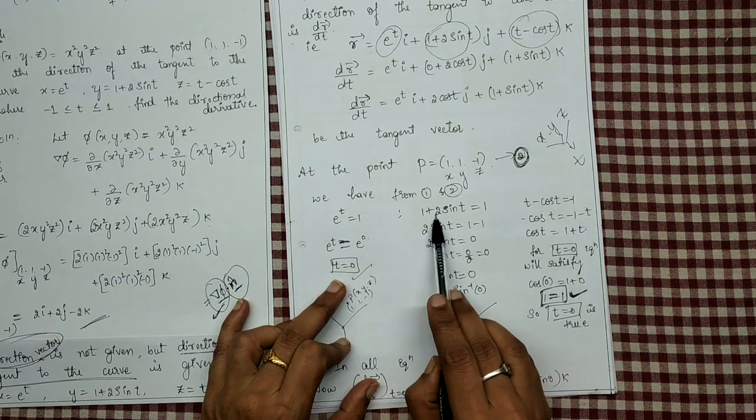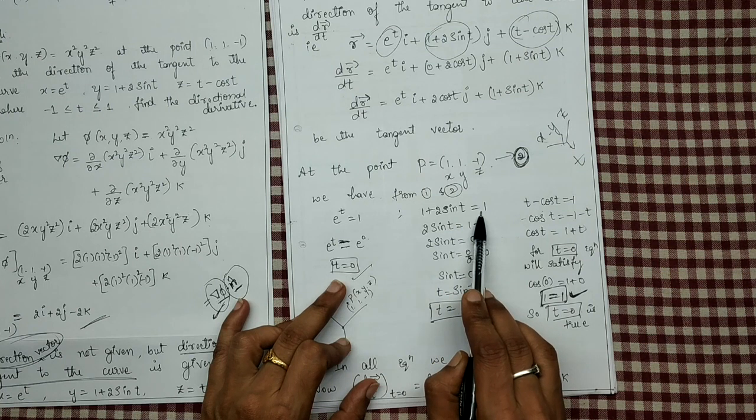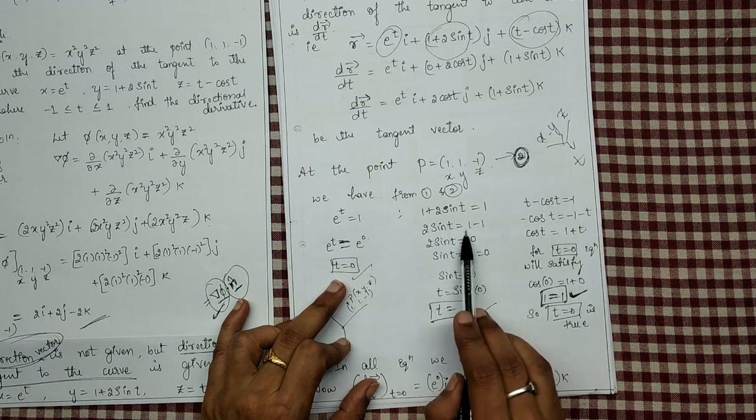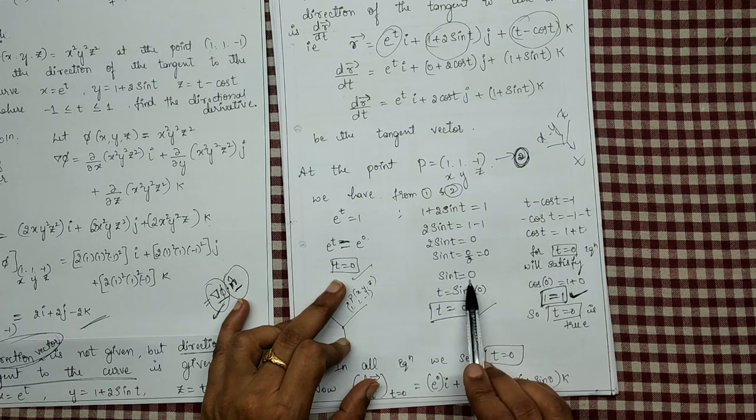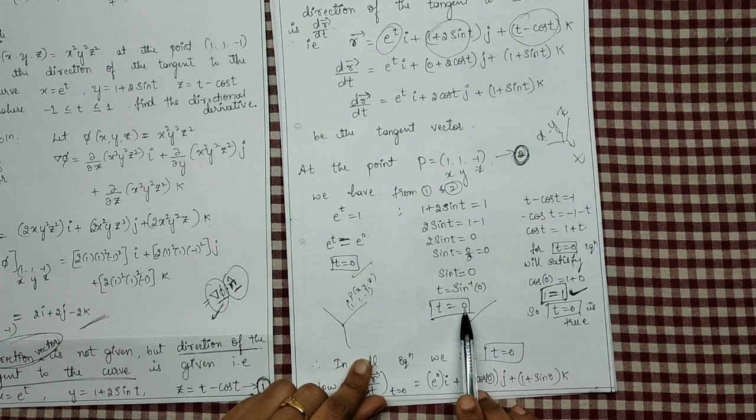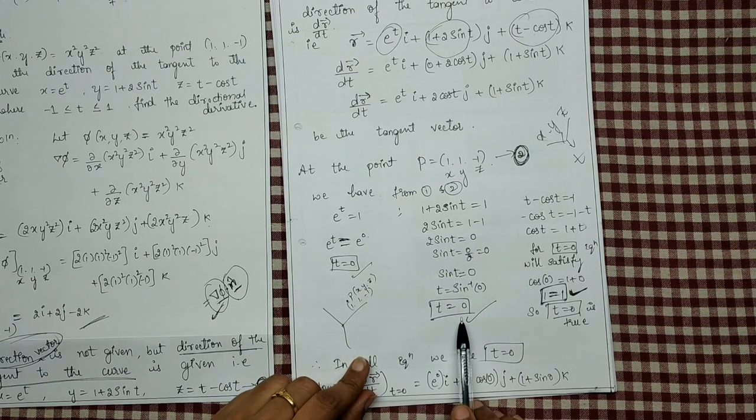Let us check. 1 plus 2 sin t is equal to 1. Now 2 sin t is equal to 1 minus 1, which is 0. 2 sin t is equal to 0. sin t is equal to 0 divided by 2, and 0 by anything is 0. Now sin t is equal to 0, t is equal to sine inverse of 0. Sine of which angle is 0? The 0th angle is 0. So t is equal to 0 again we got. Here also t is equal to 0 we got.